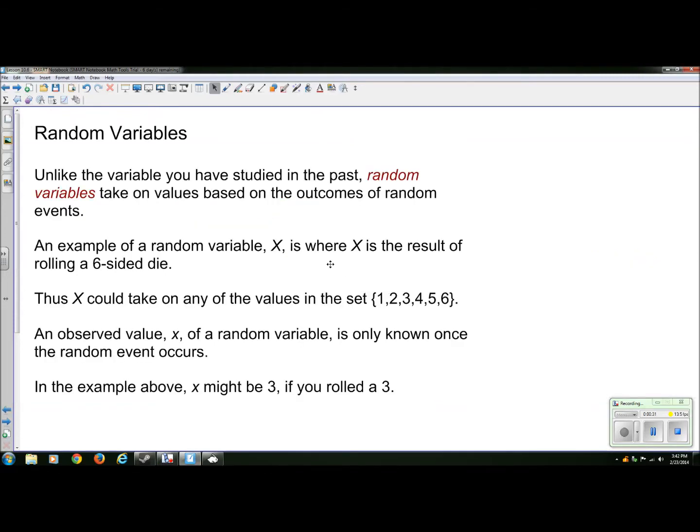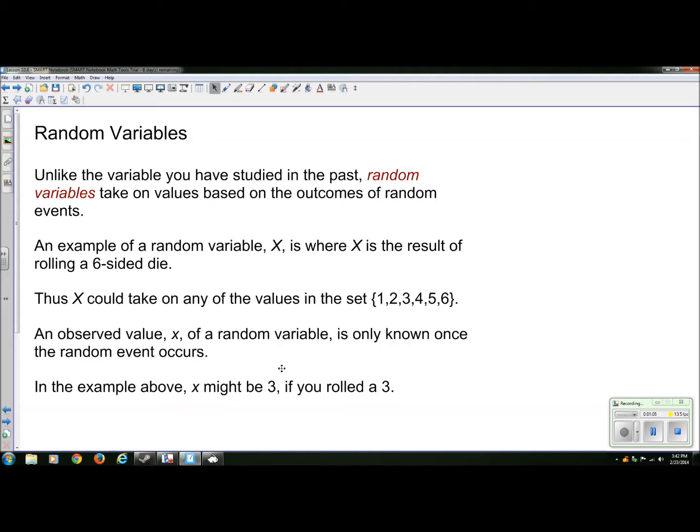Let us begin by defining random variables. Unlike the variables you've studied in the past, random variables take on values based on the outcomes of random events. An example of a random variable X, and notice I'm using a capital X here, is where X is the result of rolling a six-sided die. So instead of saying X is a number, X is a possibility of an outcome. So X could take on any of the values in the set 1 through 6.